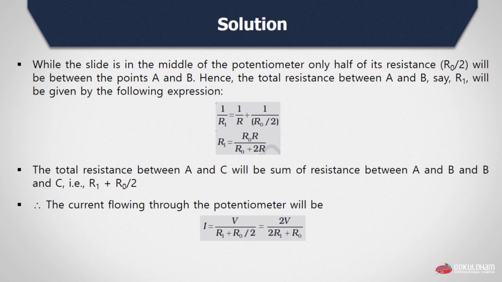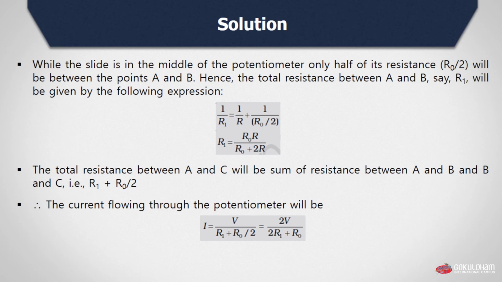According to our solution, when the slide is in the middle of the potentiometer, one half of its resistance, that is R0 by 2, will be between point A and point B. Hence the total resistance between A and B, say R1, will be given by 1 by R1 is equal to 1 by R plus 1 by (R0 by 2), which will give us R1 is equal to R0 into R divided by (R0 plus 2R).